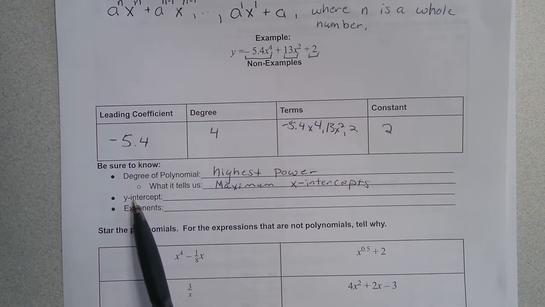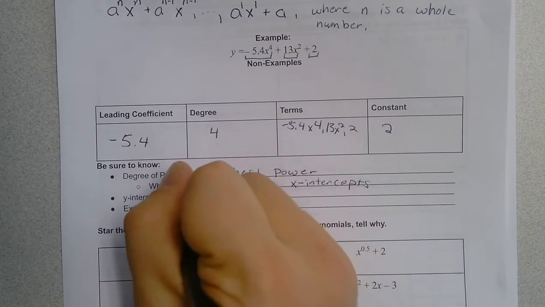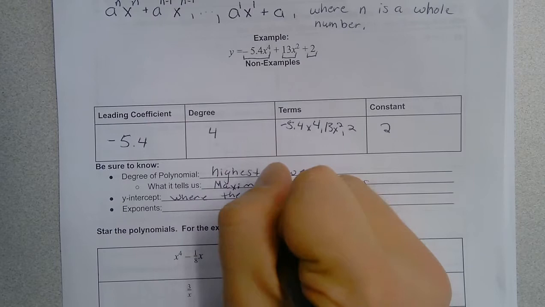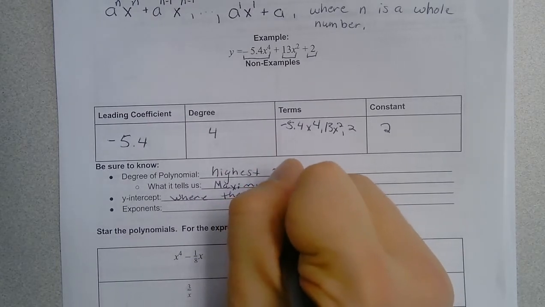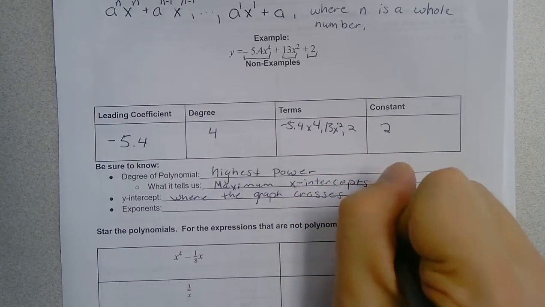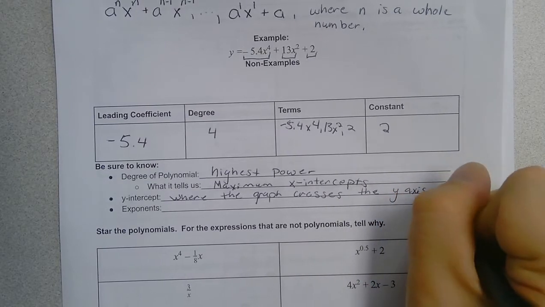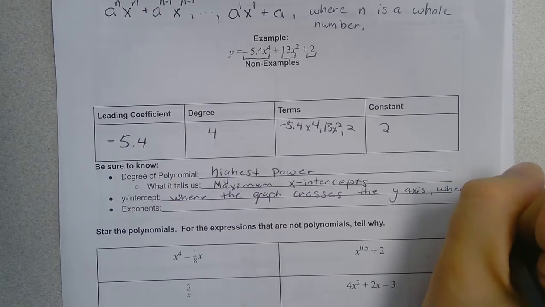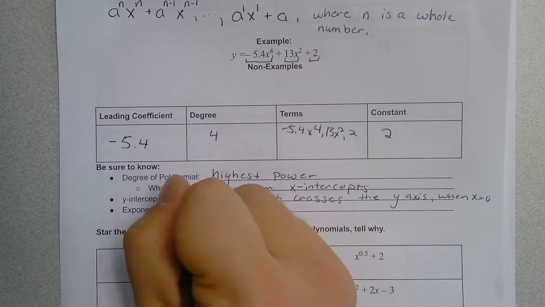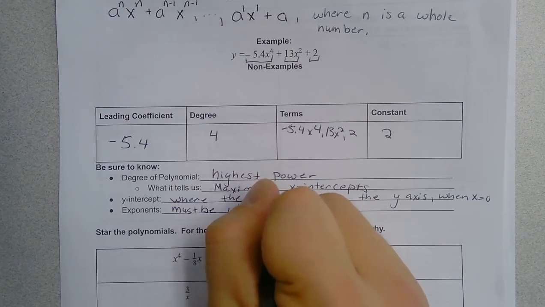And then the y-intercept is just where the graph crosses the y-axis. And note, this is when x equals 0. And then just a note on the exponents, they must be whole numbers.